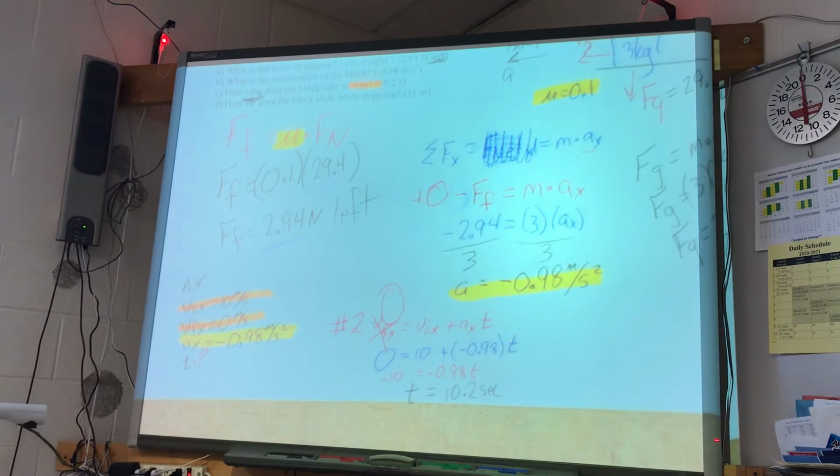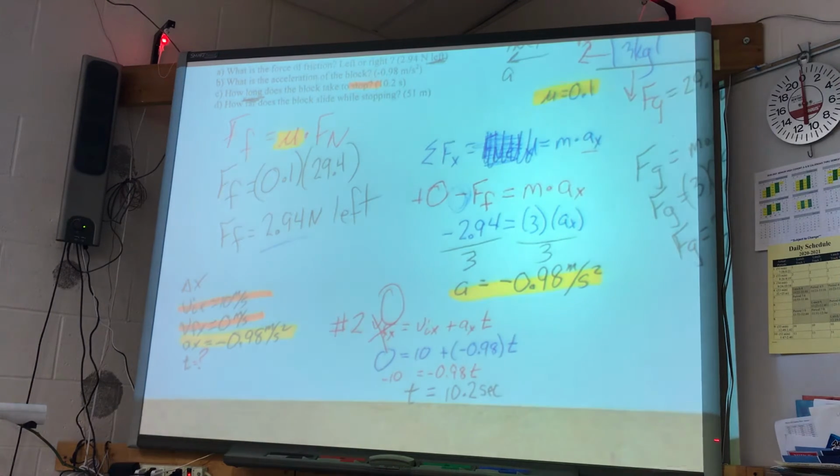Now, part D, we're just gonna talk about. Part D says how far does the block slide? Now I'm asking you to solve for displacement, I'm asking you to solve for delta x. It's another Fab 5 problem. I'm just not gonna take the time to do it at this point. It's the same idea though. We had to use the acceleration from our Fab 5 to go through and determine that. Why don't you try number 3 on the back?